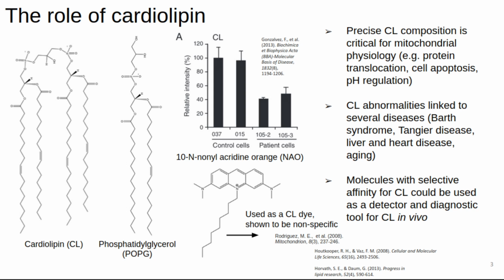Molecules with selective affinity for cardiolipin could be used as a diagnostic tool for probing abnormalities in the pool of cardiolipin in vivo. In the past, the molecule 10N-nonyl acridine orange, NAO, was used as a cardiolipin dye due to its high affinity for cardiolipin. However, it has been shown to be nonspecific while also associating to cardiolipin deficient cells.